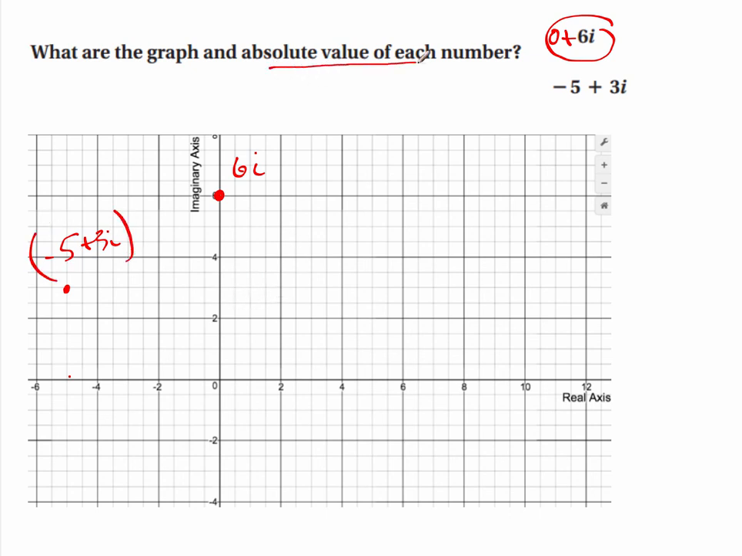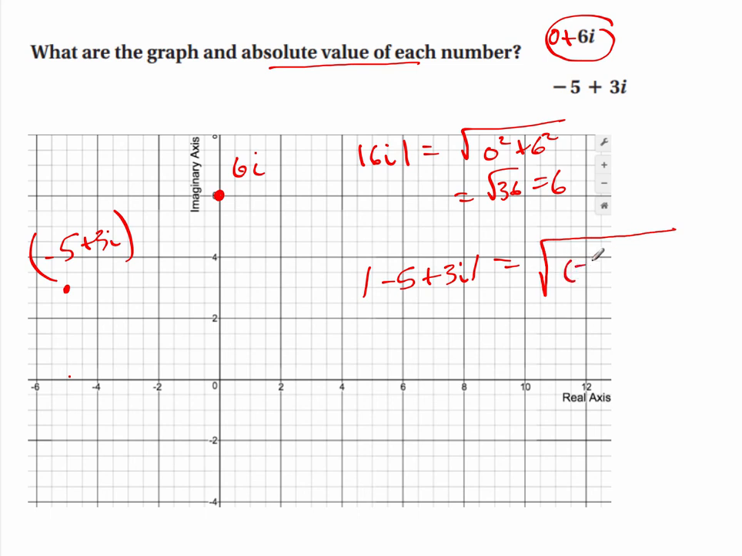Now, what's the absolute value of each number? Well, for 6i, it's pretty straightforward that it's 6, but I'll do it anyway. It's the square root of 0 squared plus 6 squared, which is the square root of 36, which is 6. The absolute value of minus 5 plus 3i is the square root of minus 5 squared plus 3 squared. So this is the square root of 25 plus 9, which is the square root of 34.